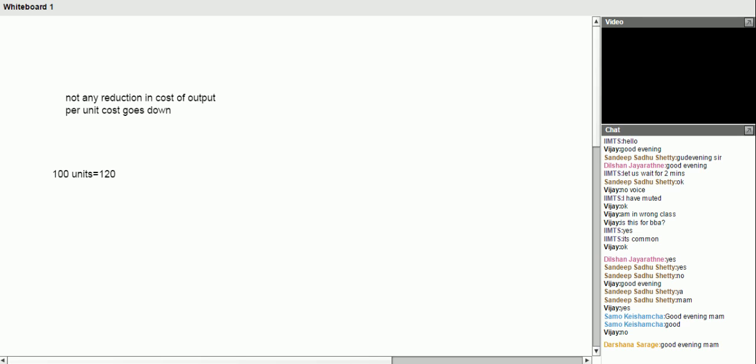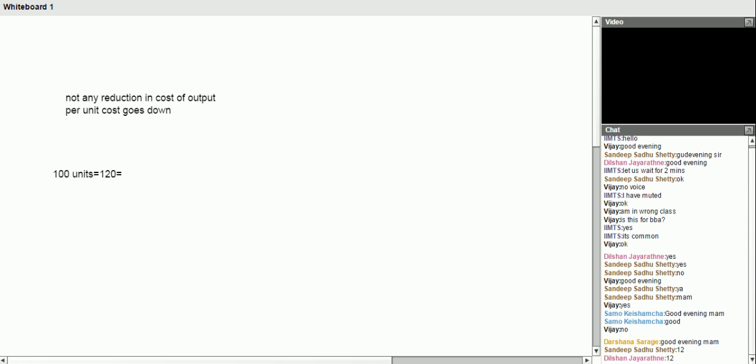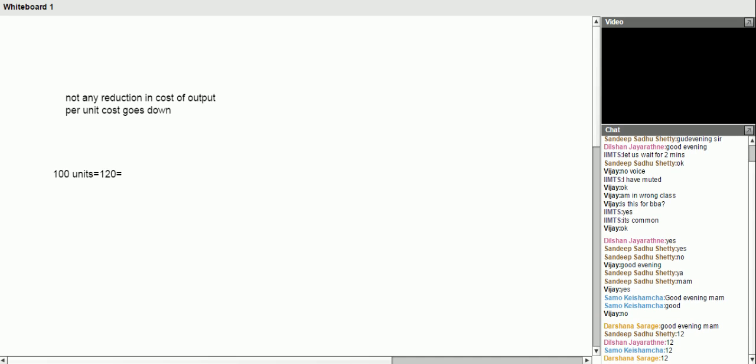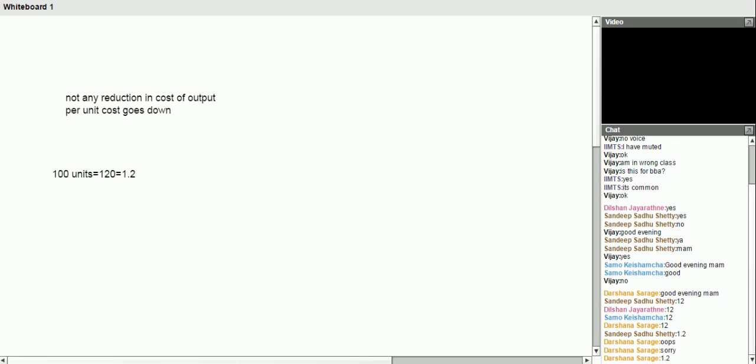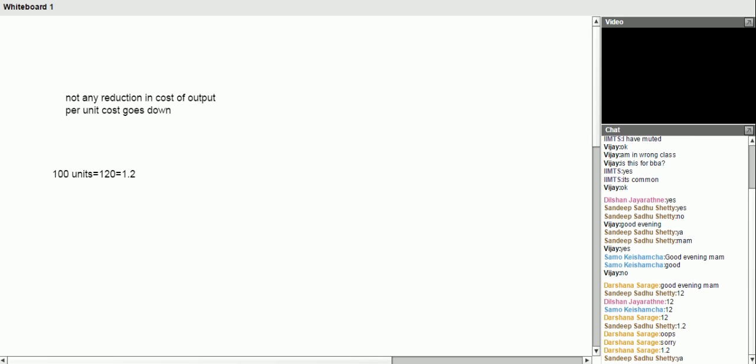So if the firm is manufacturing 100 units and the cost which it is incurring for that is 120. Okay, so what will be the per unit cost for the firm? Dilshan, Sandeep, Vijay, Samu, Darshana. 12. Are you sure? It will be 12 or 1.2. 120 divided by 100. It will be 1.2, isn't it? Yeah. So that will be 1.2.